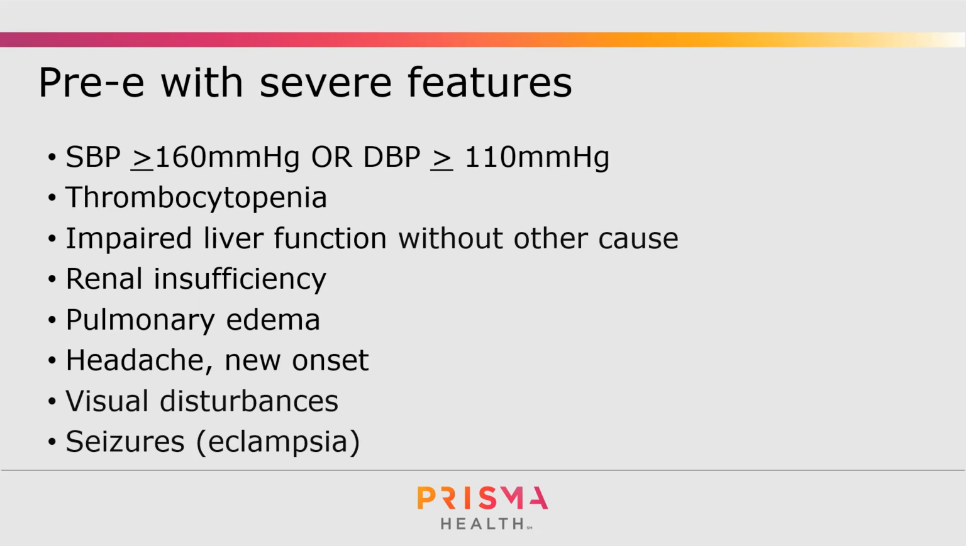So preeclampsia, I mentioned earlier, can be without or with severe features. So here is the difference in the diagnostic criteria. Severe features include a systolic blood pressure of greater than or equal to 160 as opposed to 140, or diastolic blood pressure of greater than or equal to 110 as opposed to 90. And the same criteria apply of on more than one occasion, greater than 4 hours apart.